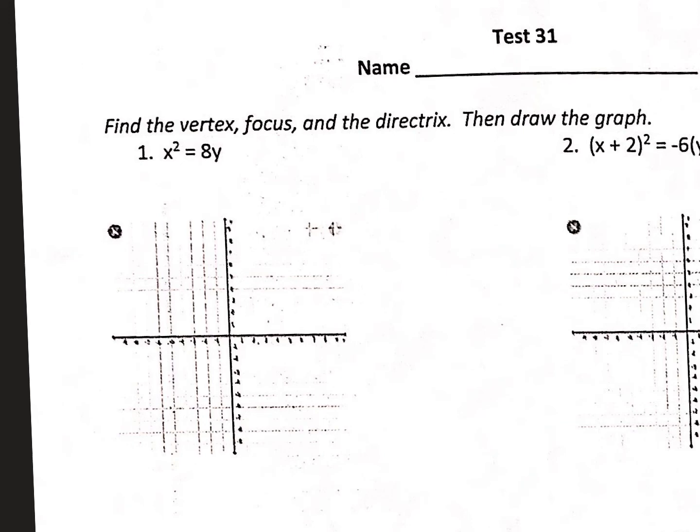All right, guys, here's practice test 31. 1 and 2 are all parabolas. Find the vertex, focus, and directrix. For the first one, the vertex is 0, 0 because there's nothing with the x or the y. So put the point at 0, 0. Because the 4p is with the y and it's positive, it means it opens up.